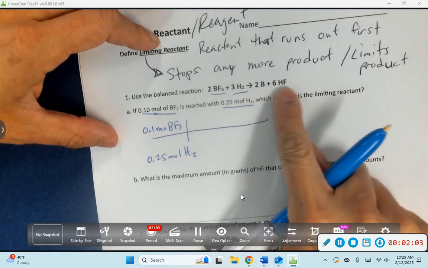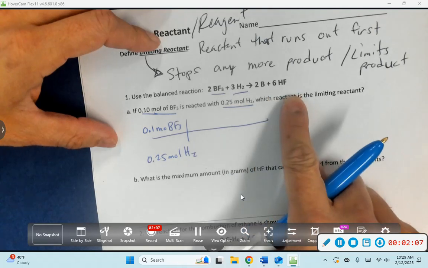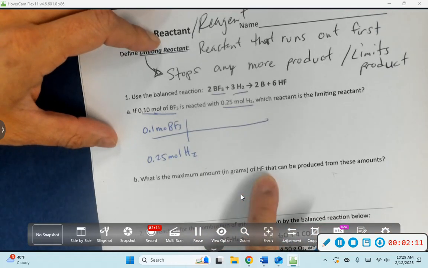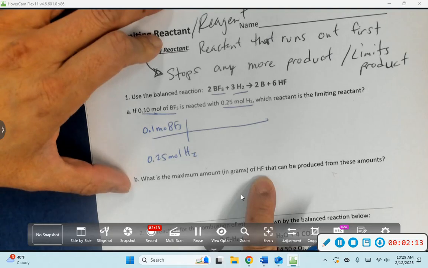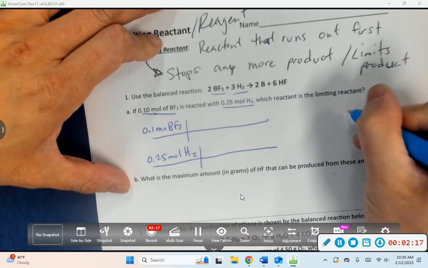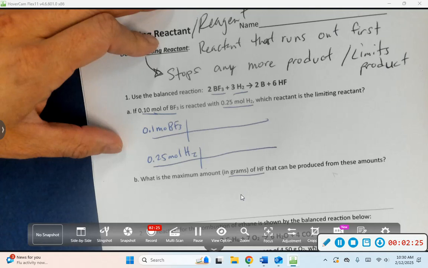And then you choose whichever product you want to get to. Is it boron or HF? Boron looks easier, but if you look ahead of time, we need to find the mass of HF later on in part B, so let's go to HF. So we want to figure out how much HF can be produced. Since we need to go to grams of HF on part B, let's go all the way to grams of HF. Set both of them to go to grams of HF.